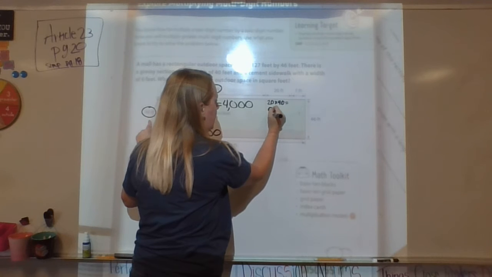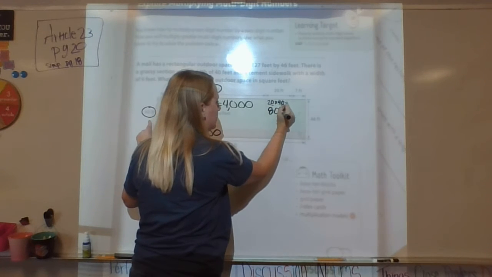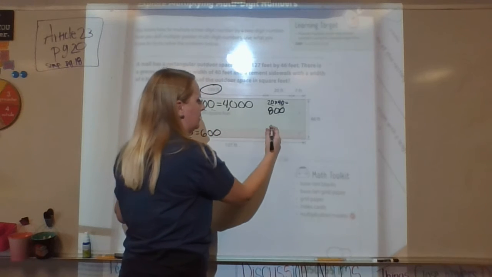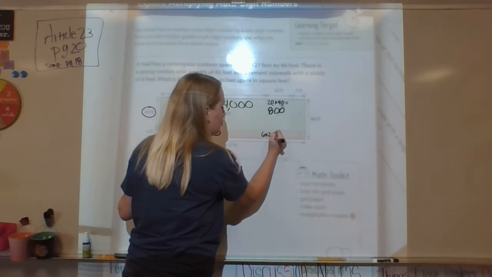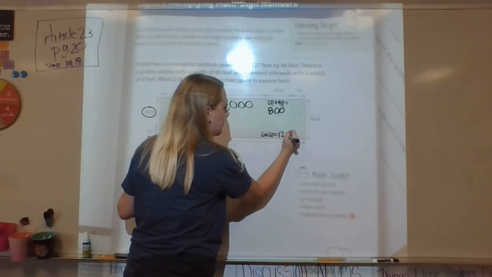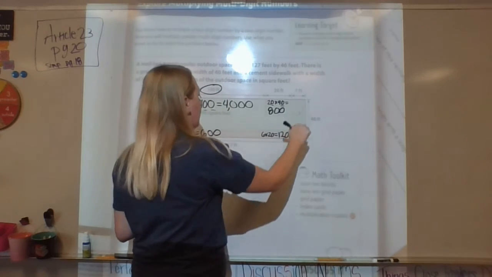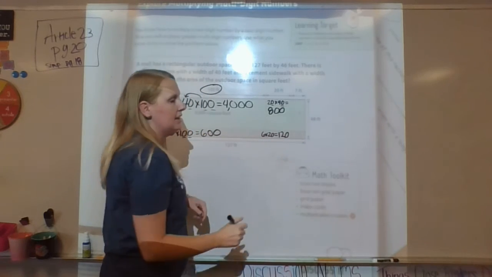2 times 4 is 8. We attach the 2 zeros. Then we have 20 feet times 6 feet. 6 times 20 is 120. 6 times 2 is 12. We attach the 0. Then we have 7 feet and 6 feet.